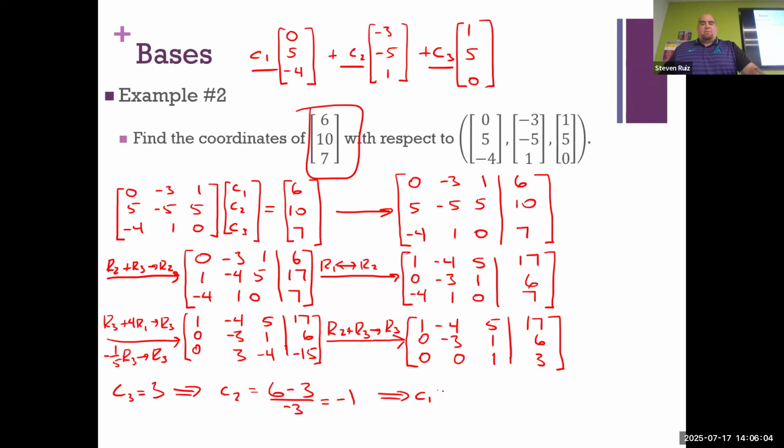And then C1 is equal to 17 minus 5 of C3, so minus 5 times 3, plus 4 of C2. So what's that, -2? So our coordinates are -2, -1, +3.